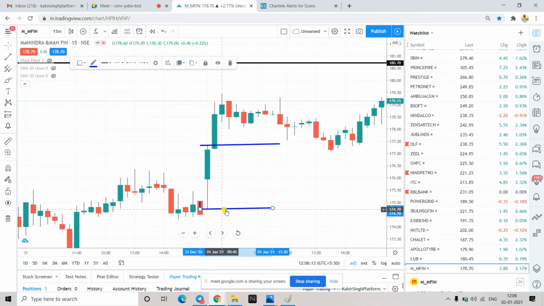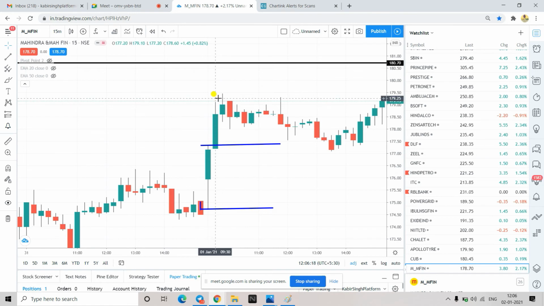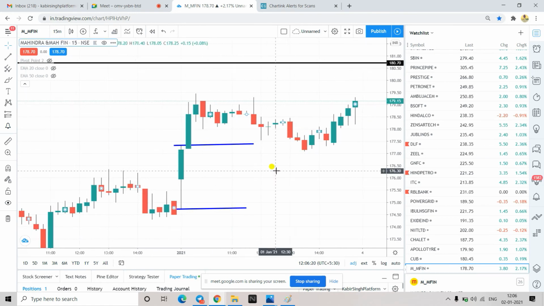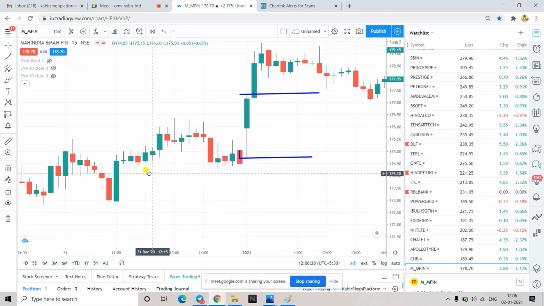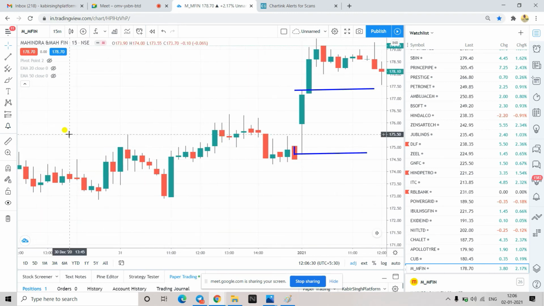Okay. Understood? Stop loss will be the day low here. If you would have followed the screener, it was sideways, so you wouldn't have got any profit or loss.